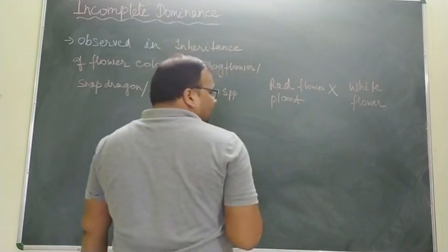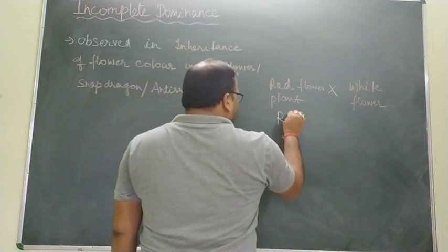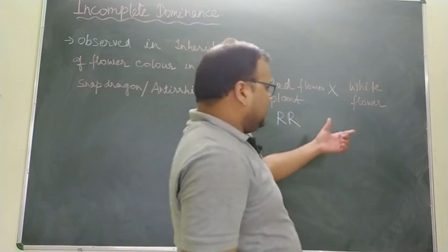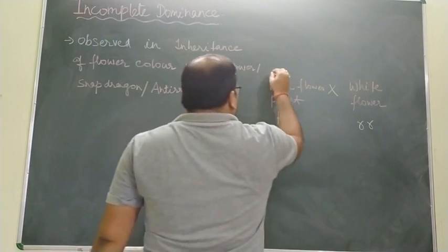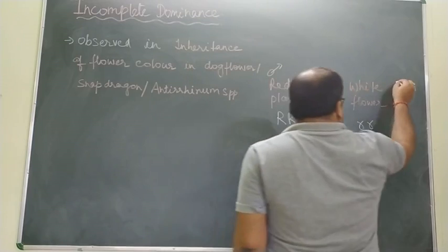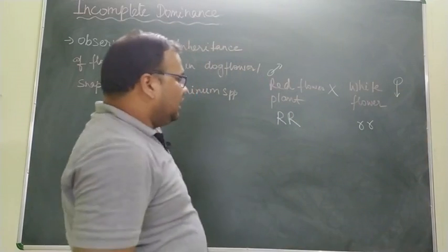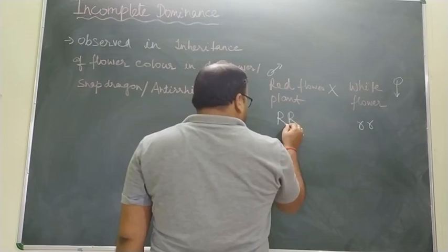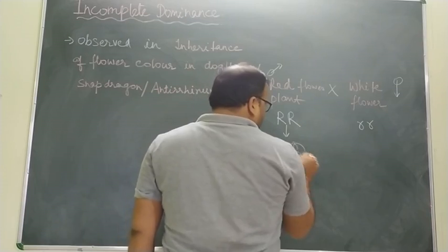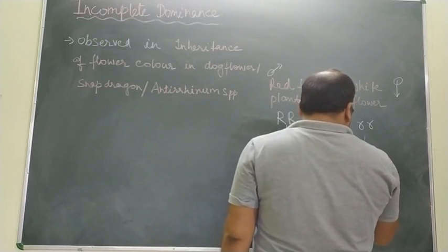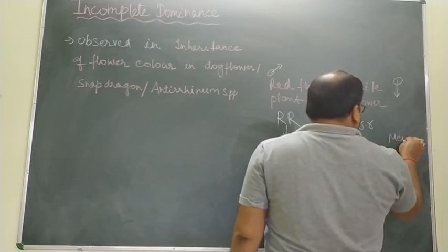So red flower plant can be represented, इसको रिप्रेजेंट करने का तरीका with capital R and capital R, and this is the recessive trait, so it is represented with small r and small r. Suppose this is our male plant and this is the female plant. After cross, first of all, during reproduction, gametes will be formed, RR, and here small r, by the process of meiosis.